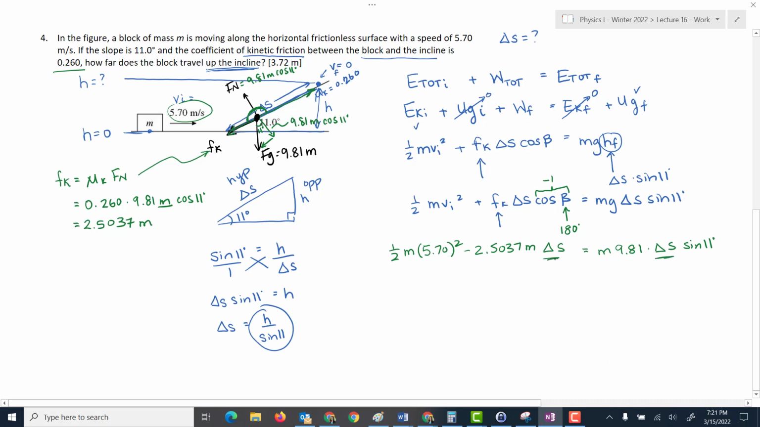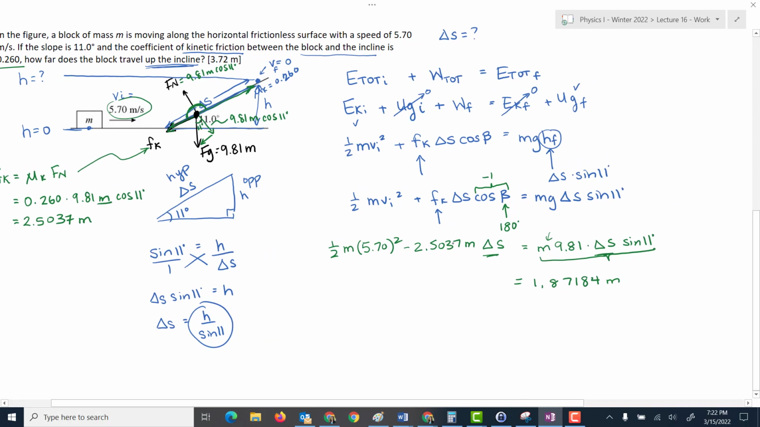Okay, so I'm going to bring everything with delta S onto one side, and I'll type out this 9.81 times sine 11 to see what I get. 9.81 sine 11 gives me 1.87183. Okay, so I'm going to bring that all to one side. So this over here is just 1.87184. There's still an m, so I'll put m next to it.